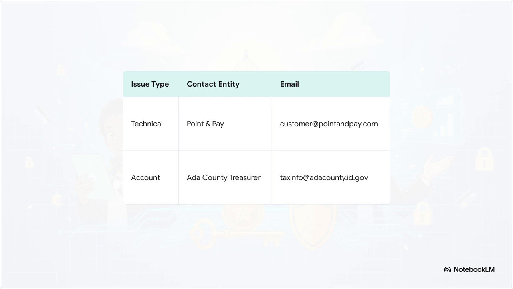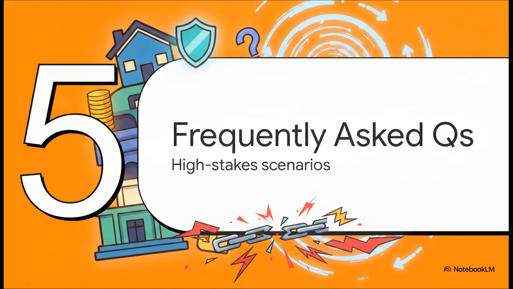If you're dealing with technical issues like you're locked out of your online account, your browser keeps crashing, or you need to dispute a duplicate charge, you have to contact Point and Pay support directly at customer@pointandpay.com. But if you think your actual tax bill calculation is wrong, or you have questions about your account balance or exemptions, you need to reach out to the Ada County Treasurer at taxinfo@adacounty.id.gov.